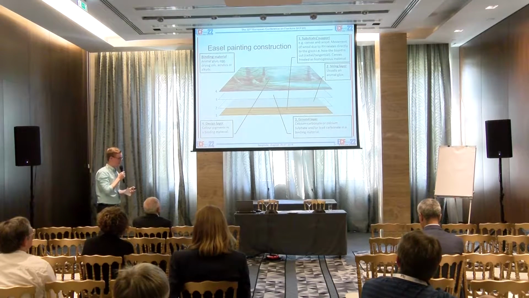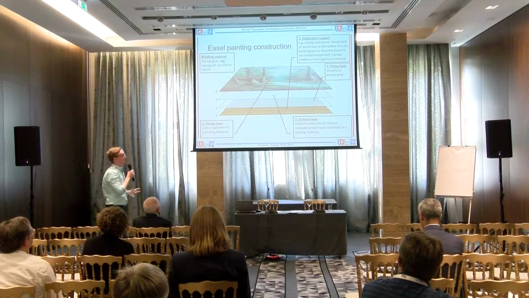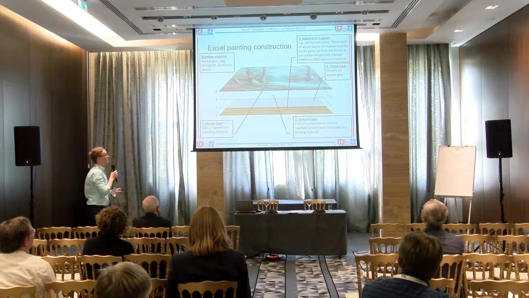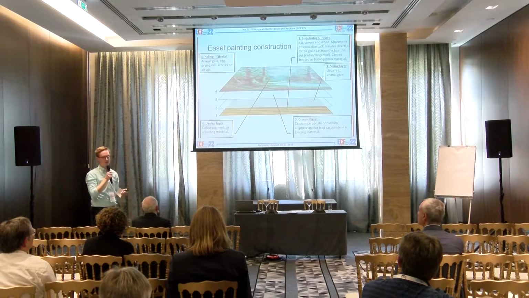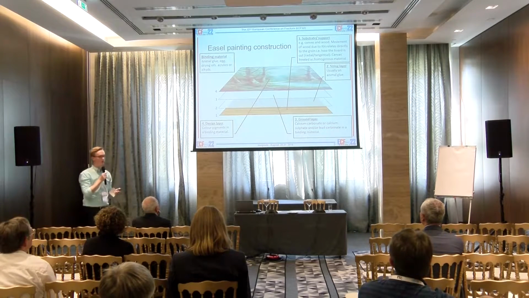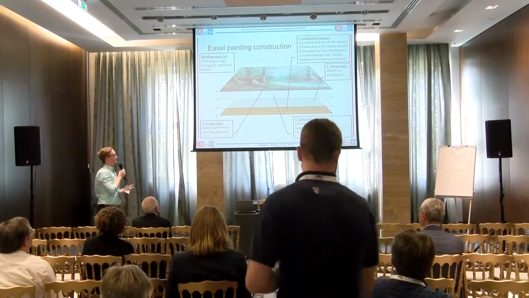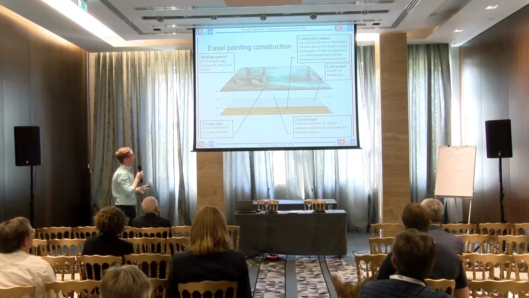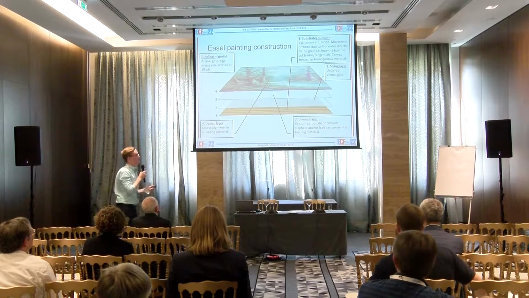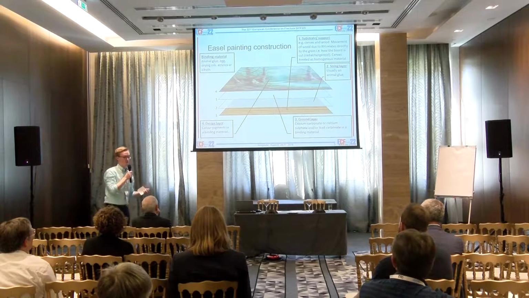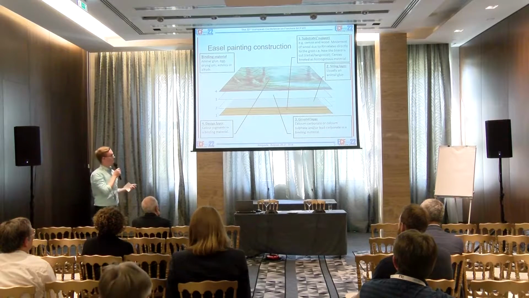So, painting construction. Initially, you have the substrate or support, which is usually either canvas or wood. The movement of the wood due to relative humidity is dependent on how the panel has been cut. So this is usually either radially or tangential. However, when you consider canvas, we're considering a homogeneous material, and on top of this, a sizing layer is then put onto the wood or canvas to prepare the support for the paint.